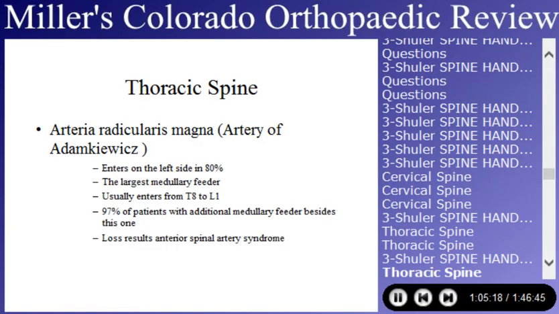This is probably the most tested piece of minutia that I don't even give a darn about, but it's tested all the time. Artery of Adamkiewicz enters on the left side about 80% of the time between T8 and T12, and sometimes you'll see L1. I put the L1 here. It's the largest medullary feeder. 97% of patients have an additional feeder besides this one, so I don't understand why it's tested, and supposedly loss of this results in anterior spinal artery syndrome.